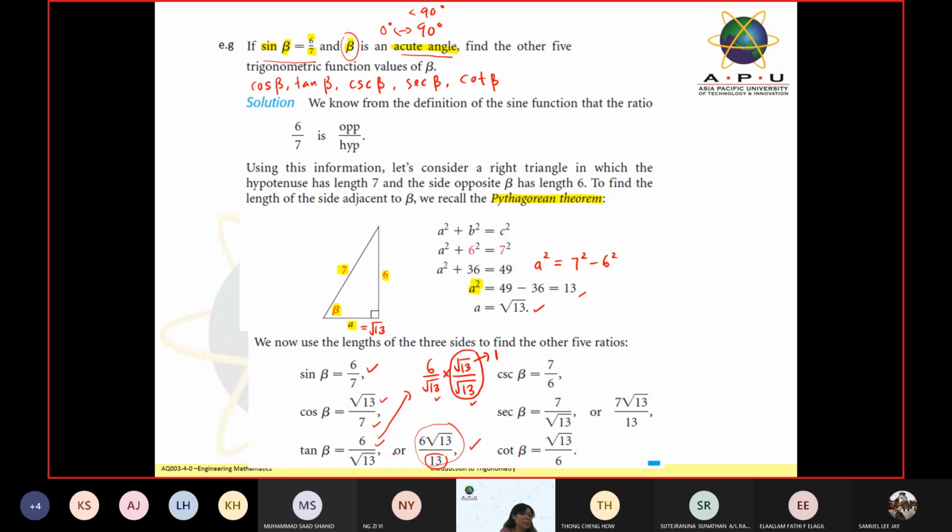Okay, so next one, for cosecant. As we know, cosecant equals 1 over sine. The sine is 6 over 7, so 1 over 6 over 7 gives the answer 7 over 6. That means you turn the value upside down, the reciprocal. Then secant is 1 over cos.